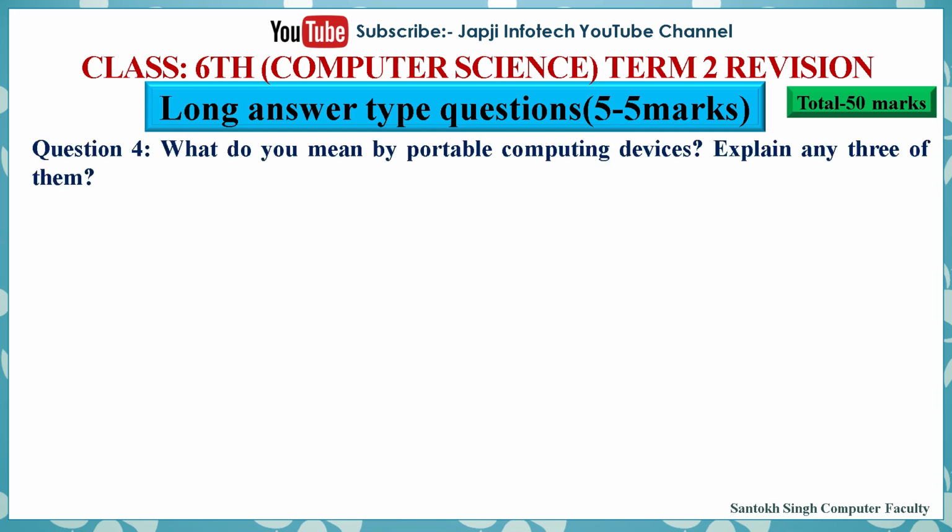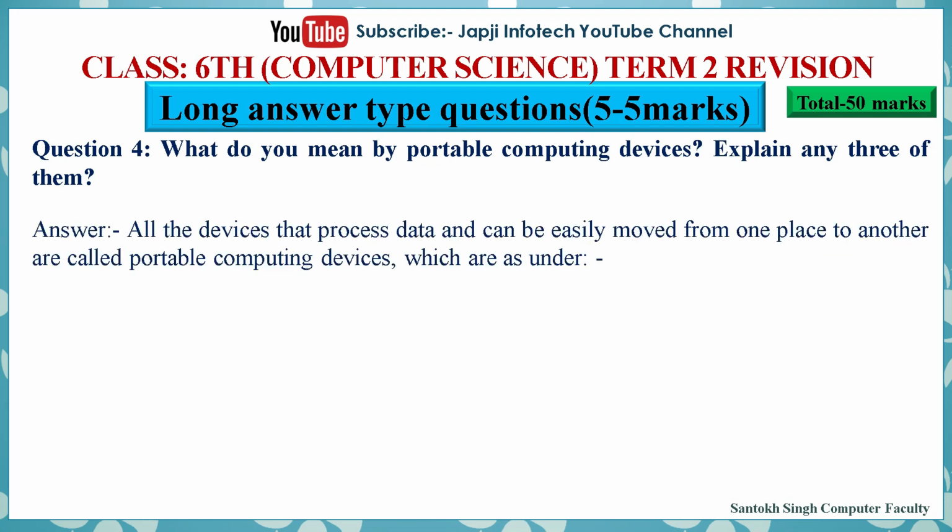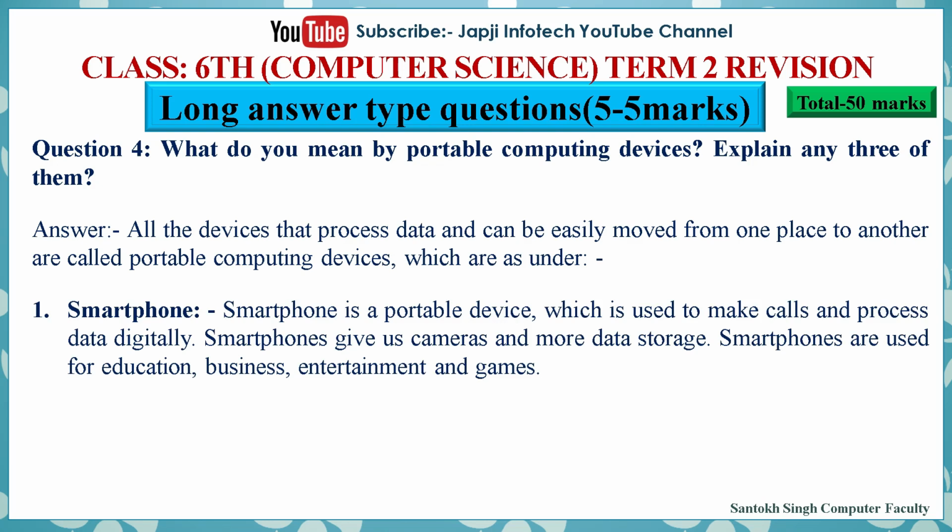And the fourth one is, what do you mean by portable computing devices? Explain any three of them. So all the devices that process data and can be easily moved from one place to another are called portable computing devices, which are as under. The first one is smartphone.